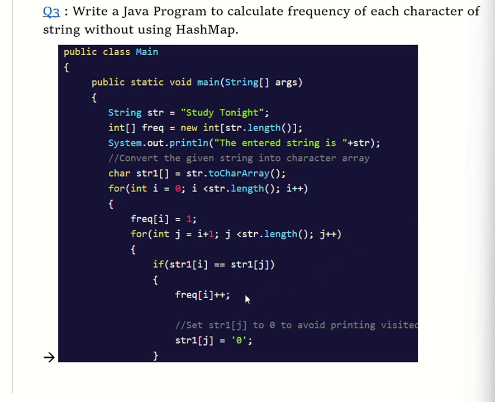Then at the last we will print the character and their corresponding frequency. Sorry, here we write str of j equal to 0. Means we set the character array to 0 to avoid counting visited characters. Then we will print the character and corresponding frequency. In this way we are calculating the frequency of each character in the given string without using hash map.